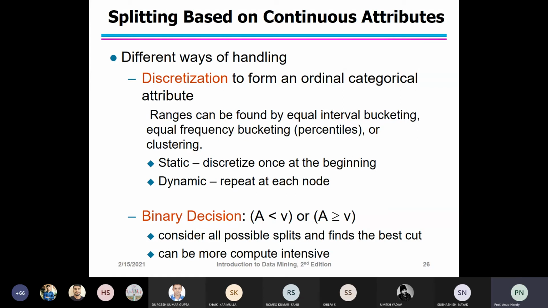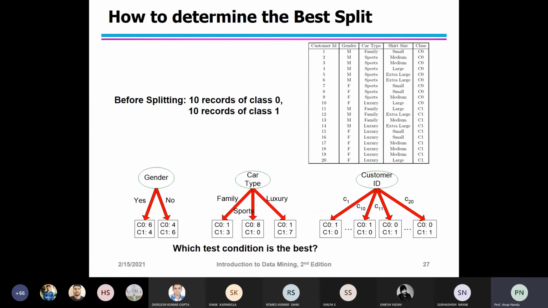Next is the binary decision. As you can see, A is less than V or A is greater than or equal to V. It means considering all possible splits and finding the best cut, and it can be more computationally intensive. So these are the things we need to follow for discretization, and you can also have a multi-way split.